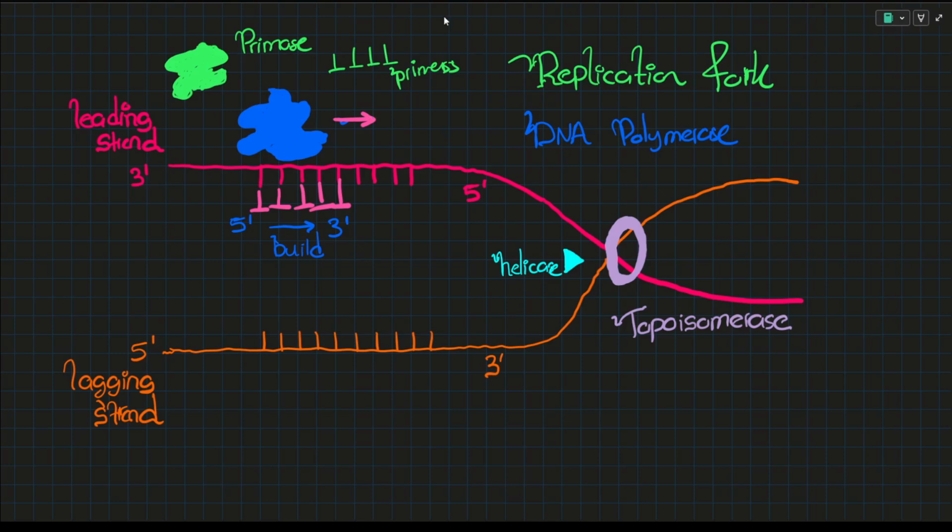So when it comes to the leading strand, it's not a problem at all. The leading strand can be continuously synthesized because that direction is fine. This is the 5' end, this is the 3' end. So DNA polymerase just can build in the 5' to 3' direction. It's very important to understand this distinction.